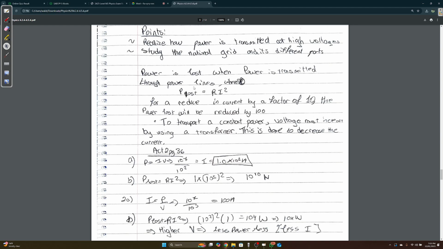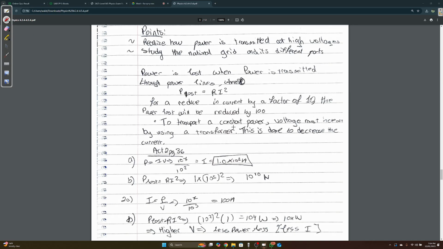For reducing current by a factor of 10, the power lost will be reduced by 100. You see, because power loss is equal to Ri squared. So if we reduce the current by 10 times, the power loss will reduce by how much? By 10 squared, right? So that's why we can't blast wires with too much current, because it's gonna lose power, right? To transport a constant power, voltage must increase by using a transformer. This is done to decrease the current.